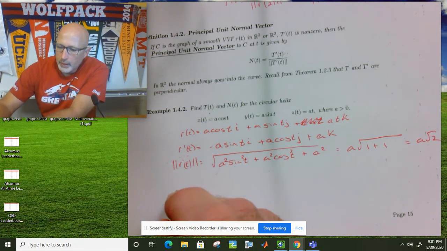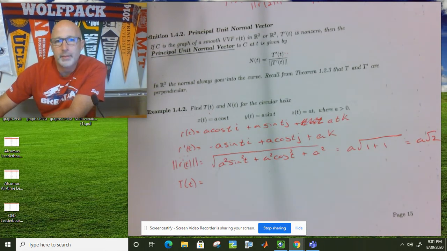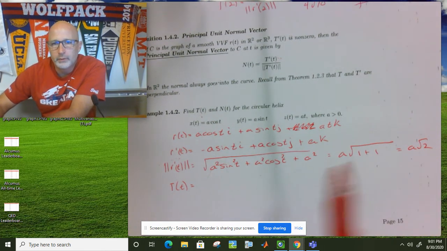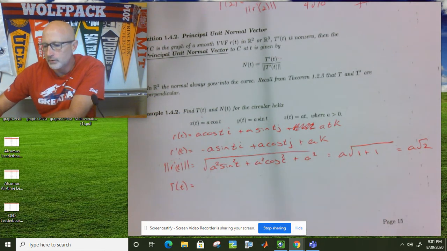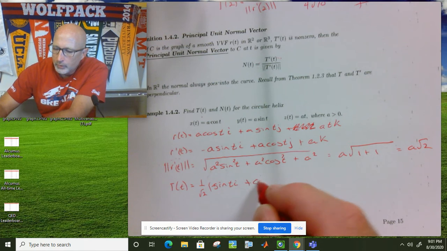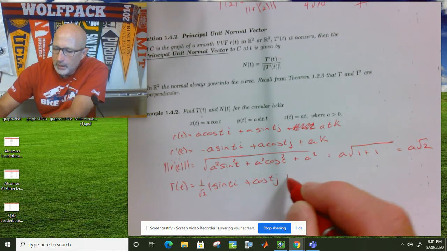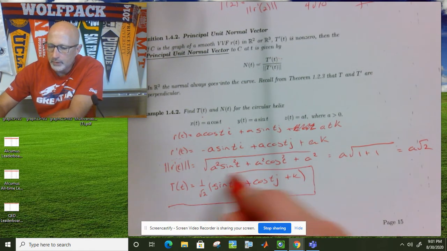Okay, so what I know then is T of t is equal to this thing divided by that thing. If you notice, all of these have an a to it, that has an a to it, so just cancel it out. So it's 1 over root 2 times negative sine of t i plus cosine of t j, and then plus k. Okay, so that's what T of t is equal to.